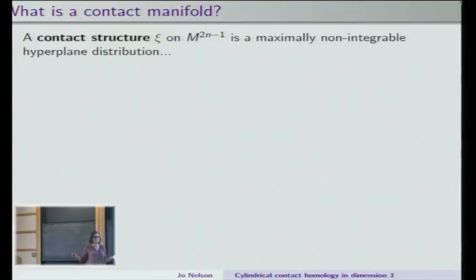Okay, so what is a contact manifold? A contact structure, C, on a 2n minus 1-dimensional manifold is a maximally non-integrable hyperplane distribution. If you're going back to what you learned in differential geometry at the beginning of your graduate studies, an integrable hyperplane distribution means that at every point you can find a lower dimensional submanifold whose tangent space agrees with the distribution. So something that's maximally non-integrable, if we were working in dimension 3, would mean that nowhere can we find a piece of a surface whose tangent planes agree with the distribution.